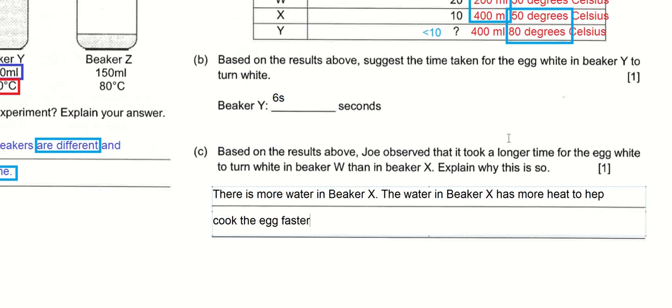So where is the claim? The claim is in the question. No need to write. Where is the evidence? The evidence is there is more water in beaker X. Okay. So this is your evidence. So what's your reason for writing this down? This is your reason. But that still doesn't solve it, you have not identified the compare. So the compare is this one, right? There is more water in beaker X, it has more heat, to help cook the egg faster.